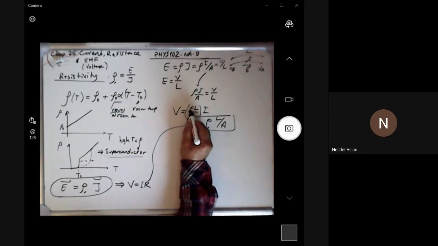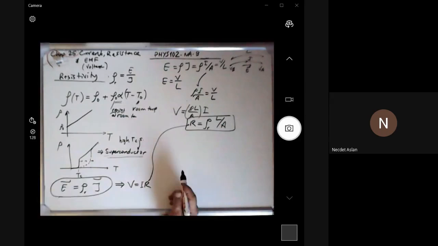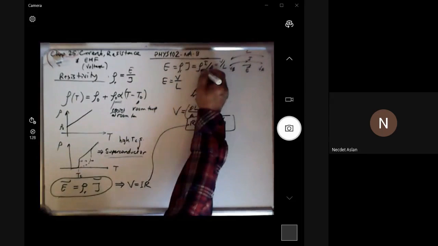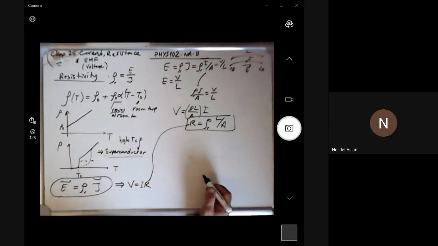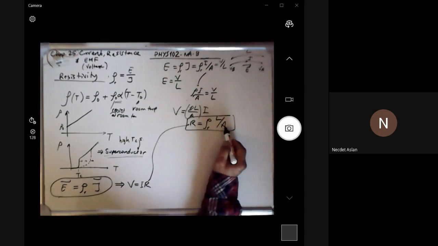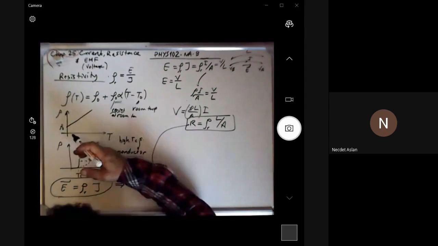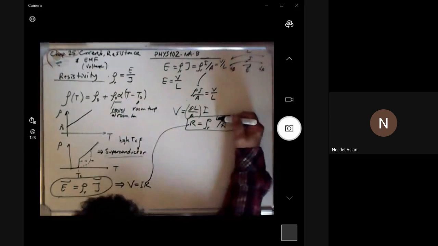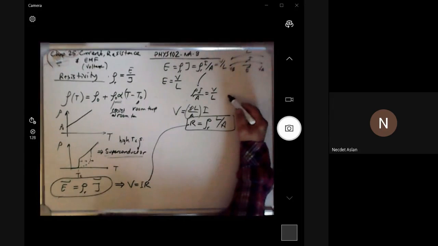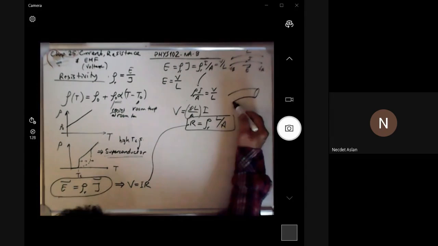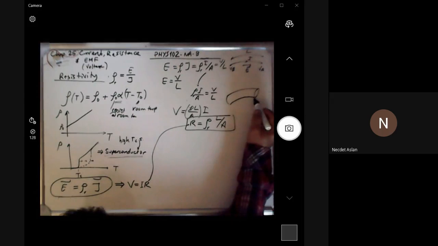Don't forget, this is resistivity, so we have to use the subscript R for rho. So the resistivity times the length divided by the area gives you the resistance. The resistivity of the material I listed earlier is multiplied by the length and also the cross-section area. So cross-section area is very important.